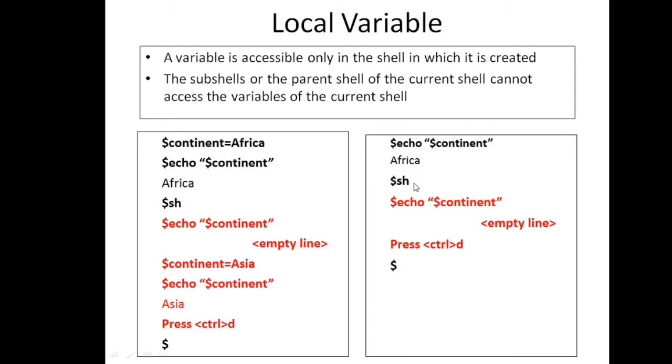Now I just give sh. I am trying to print that continent. Now I also get an empty line. So this example is to say that the variable cannot be accessed in the subshell. And similarly, the variable assigned here is not accessible in the parent shell.